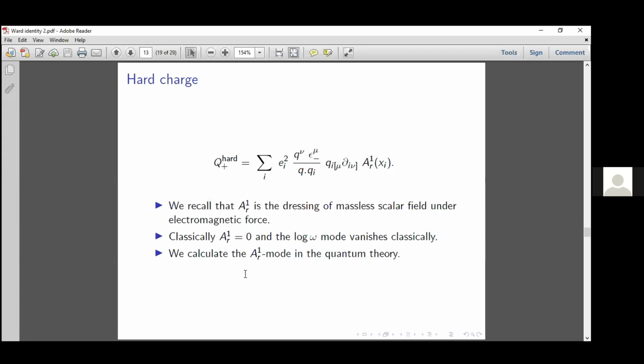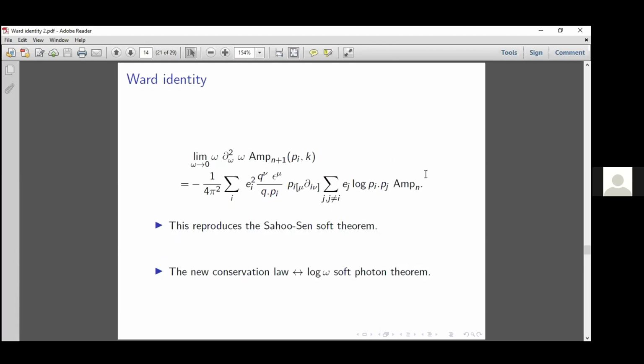It is proportional to A_R1. So we recall that A_R1 is the dressing of the massless scalar field under the electromagnetic force. It is important to note that A_R1 is 0 classically, and the log omega mode vanishes classically. So we calculate the A_R1 mode in the quantum theory and substitute in this expression, so that the Q hard operator acts on the states and it produces the soft factor S log. Okay, so this is the final form of the Ward identity, and this reproduces the Sahoo-Sen soft photon theorem, the log omega soft photon theorem.